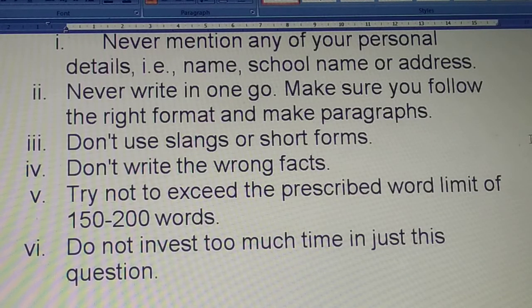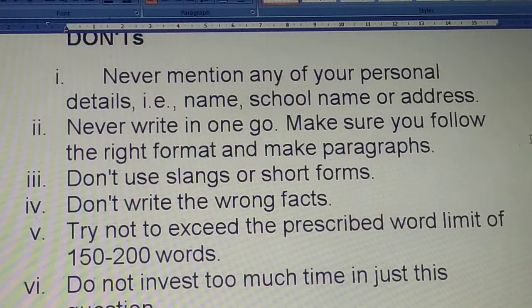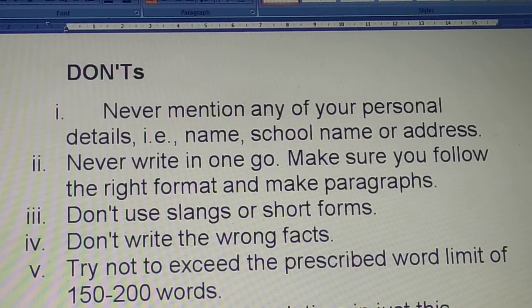Try not to exceed the word limit. Do not invest too much time in just this question only. So remember these points, very, very important. These are the don'ts.